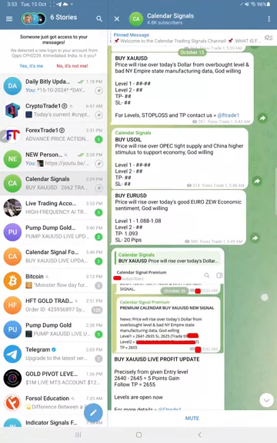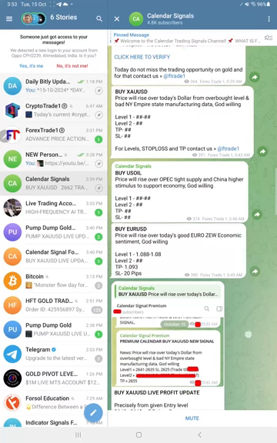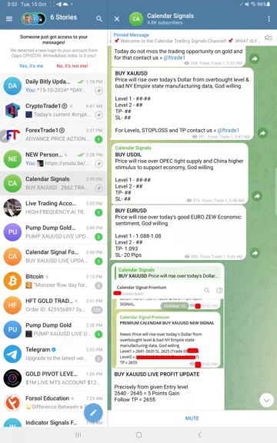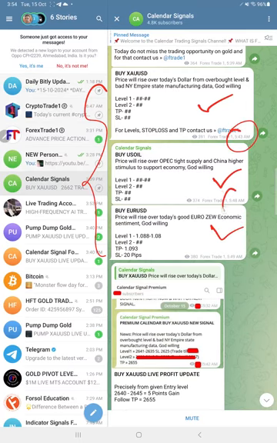Here is the performance for today's calendar signals. Today's date is 15th of October, and today we gave these three signals: buy gold, buy oil, and buy EURUSD. This is the signal posted time, around 5:45 a.m. GMT, as per the GMT timeline.